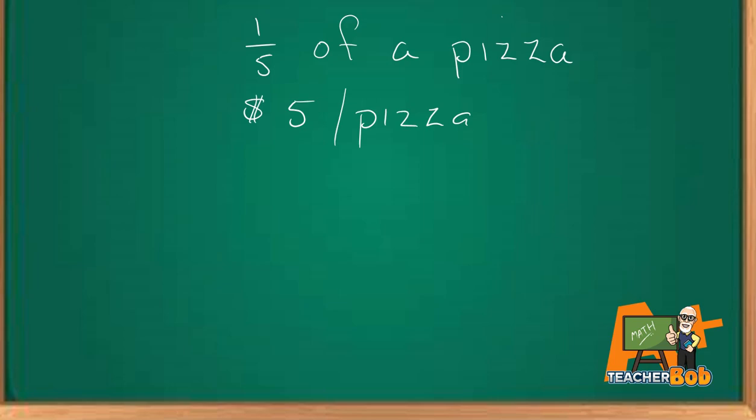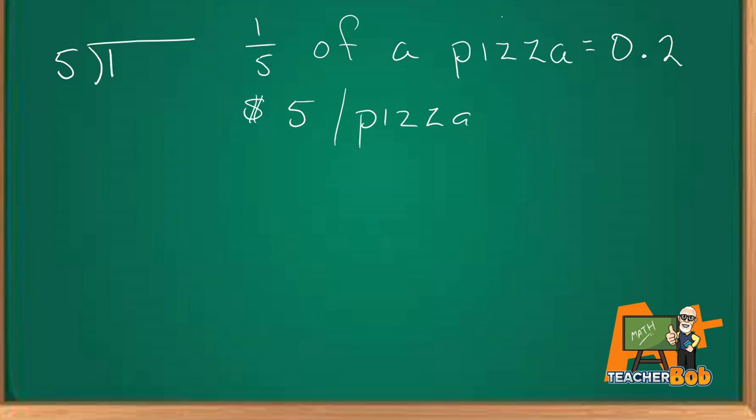1/5 of a pizza is, as a decimal, 0.2. And to get that, we're simply taking the top number 1 and dividing by 5. And that's equal to decimal 0.2. I'll show you over here how that works if you're doing this longhand. So 1 divided by 5.